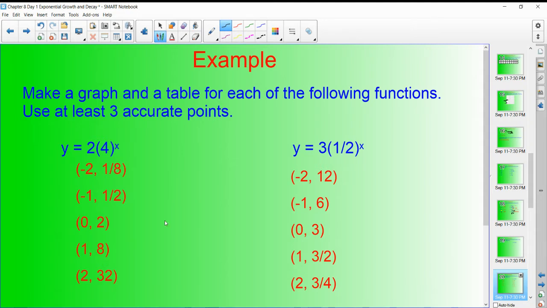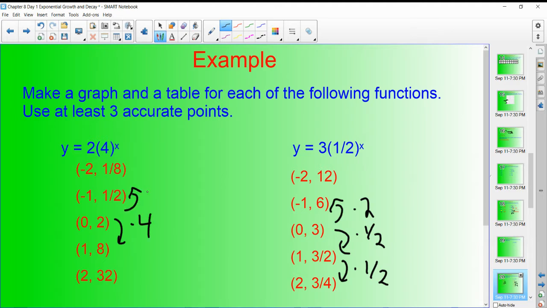And I can plot some of these. Here I start at 3, and my multiplier is 1/2, or same thing as divide by 2. So 3, divide by 2, divide by 2. When I'm going down, I'm multiplying by 1/2. And to go backwards, I multiply by the reciprocal. Here, multiplied by 4. Go backwards, I multiply by the reciprocal.